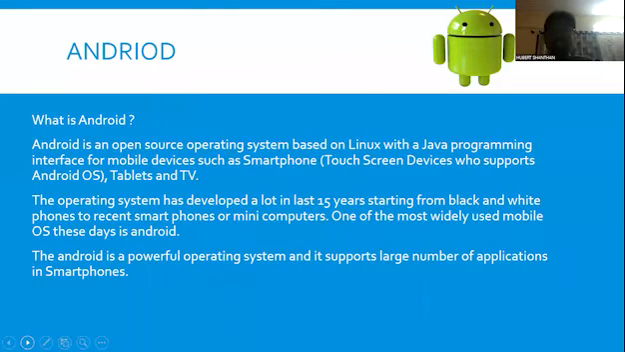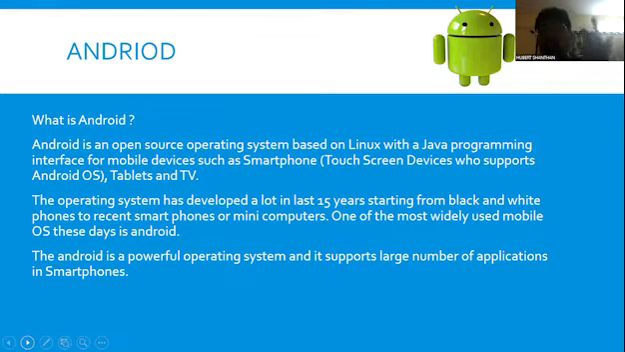So what is Android? Android is an open source operating system based on Linux. What is open source? From the name itself, you can understand open source means anybody can do the programming. It doesn't mean that only you are the licensed person.